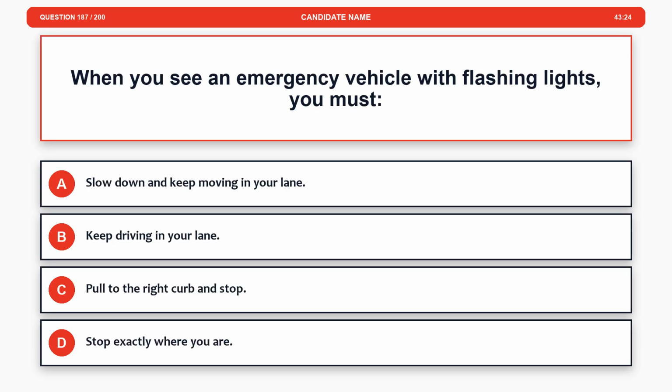Question 187. When you see an emergency vehicle with flashing lights, you must Option A. Slow down and keep moving in your lane. Option B. Keep driving in your lane. Option C. Pull to the right curb and stop. Option D. Stop exactly where you are.